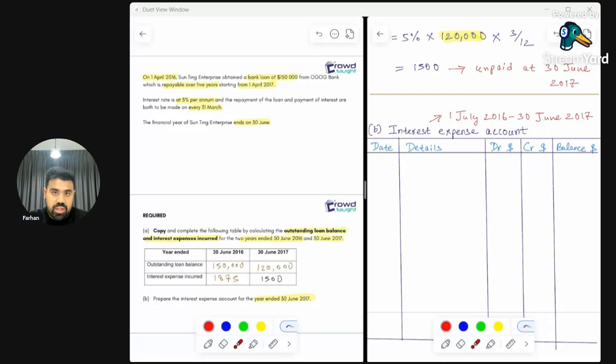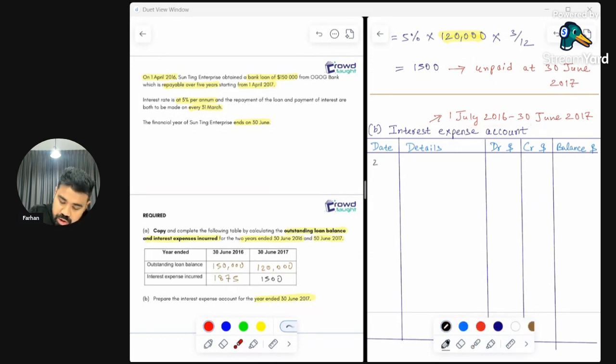So which is basically the 12 months from 1 July 2016 until 30 June 2017. And all the relevant transactions for interest expense that have happened during this time are what we're going to input within this ledger account. Okay? Now, to begin with, let's see what's going on.